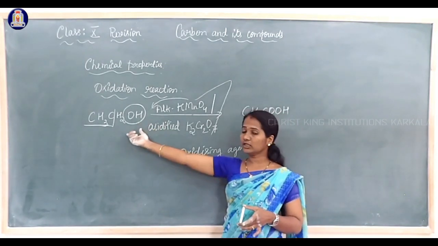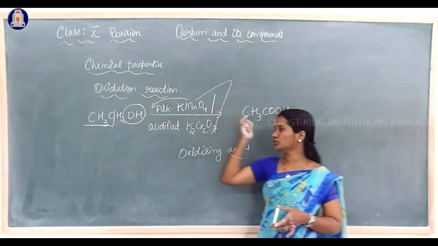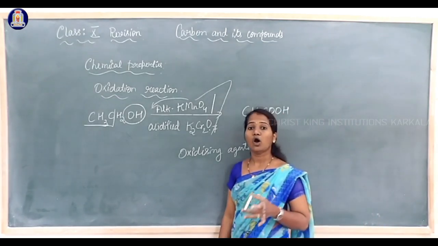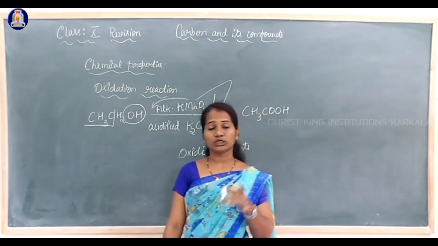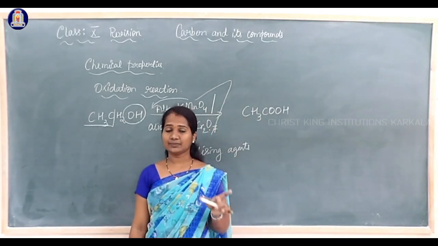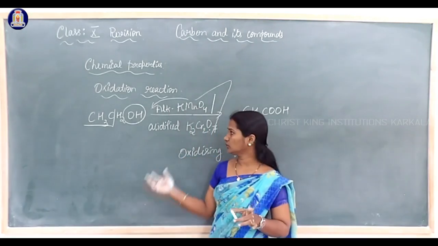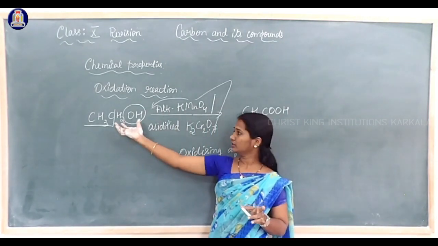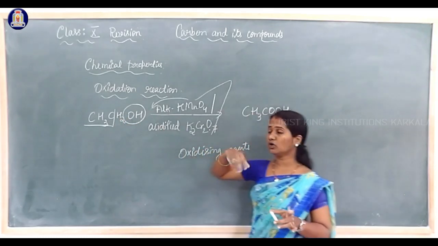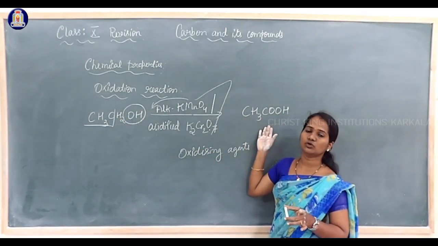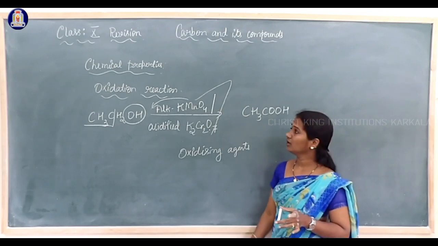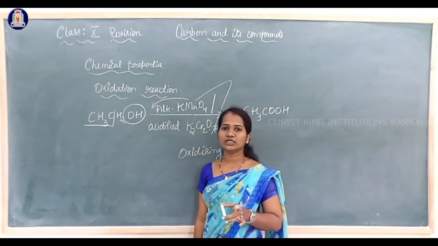So this ethanol gets oxidized to ethanoic acid. This reaction is called oxidation reaction. What is oxidation reaction? A reaction in which a substance gives its oxygen to another substance, or this ethanol gains oxygen and gets converted to ethanoic acid. This type of reaction we call oxidation reaction.